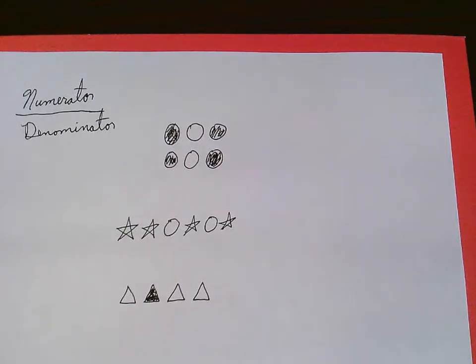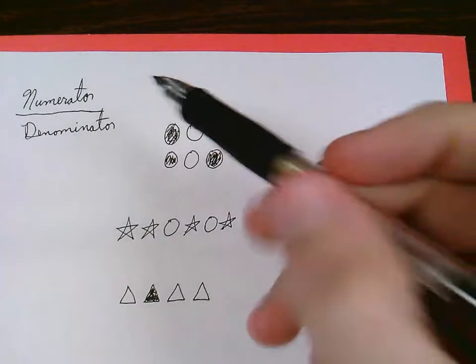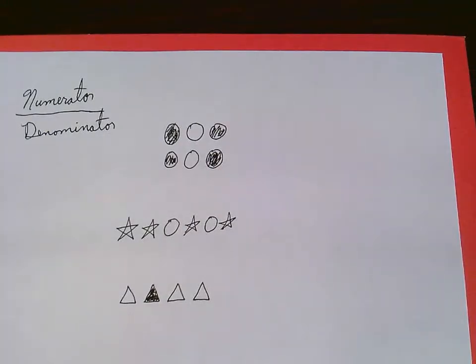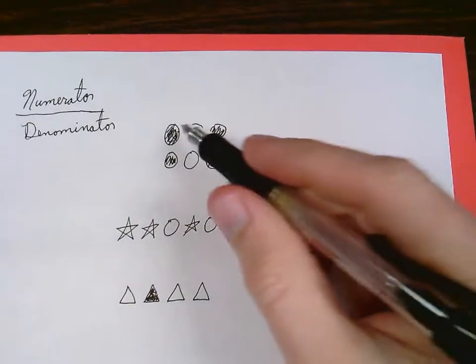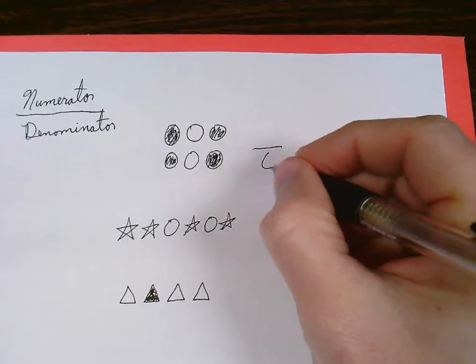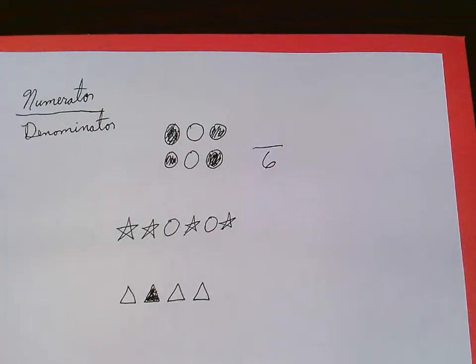The fraction part still works exactly the same. There is a numerator and the denominator. The denominator always tells us how many parts, or how many pieces, are there in all, how many parts are all together, and the numerator gives us whatever they're asking for. So for this set of circles here, there's 6 circles, so my denominator is going to be 6. Once again, the denominator is how many total parts there are, how many total pieces there are.